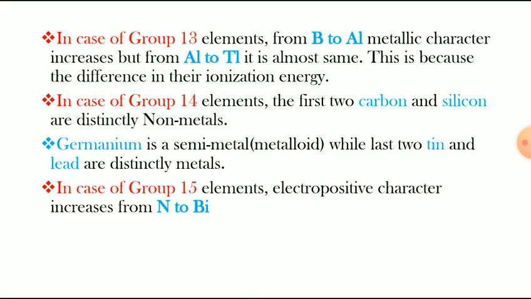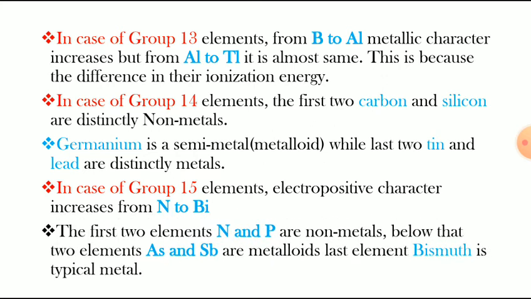In the case of group 15, the elements are nitrogen, phosphorus, arsenic, antimony, bismuth. Electropositive character increases from nitrogen to bismuth. The first two elements, nitrogen and phosphorus, are non-metals. Below that, the two elements, arsenic and antimony, are metalloids. The last element, bismuth, is typically a metal.